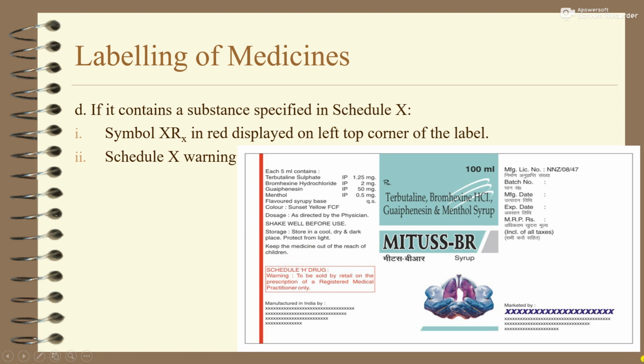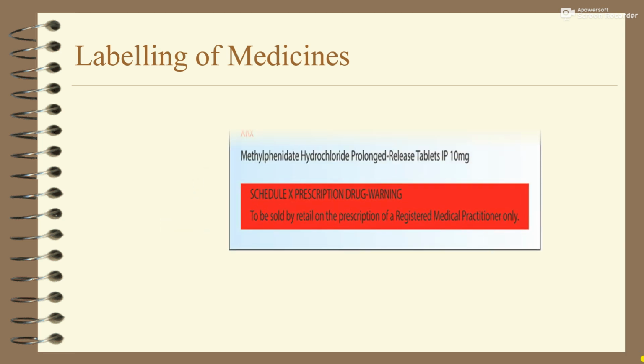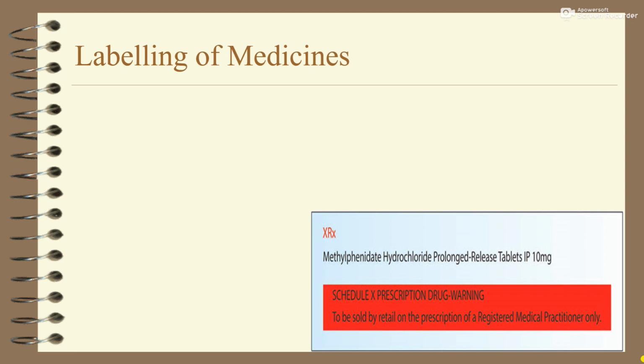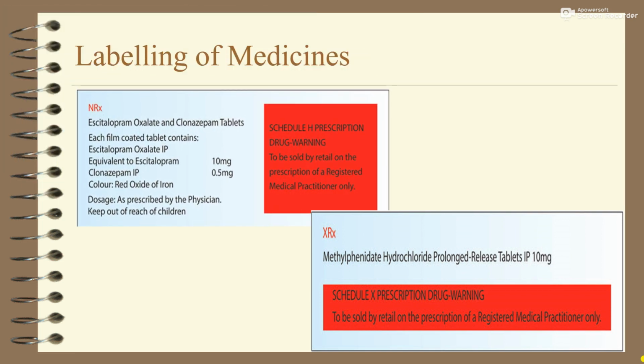So this kind of label should be there, properly having all its directions, uses, and all. And this is an example of your Schedule H, Schedule X, and Schedule XRX. So in the left corner they have given both the symbols, and in red they have given the warning: Schedule H prescription drug warning and the Schedule X prescription drug warning. So these are just an example of how it should be mentioned over the label.